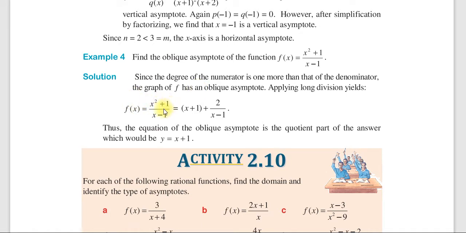እናካሂዳለን ያ ማለት x square plus 1 over x minus 1 በሎንግ ዲቪዥን ስናካፍለው x plus 1 plus 2 over x minus 1 ይሆንልናል. Thus the equation of the oblique asymptote is the quotient part of the answer, which yields y which is equal to x plus 1. አሁን ይሄ ኮሸንታችን ነው, x plus 1 ድርሻችን ማለት ነው. 2 over x minus 1, 2 ምንድነች remainder ነች. ስለዚህ y which is equal to x plus 1 is the quotient, in other words, the oblique asymptote of the function f ይሆናል ማለት ነው.